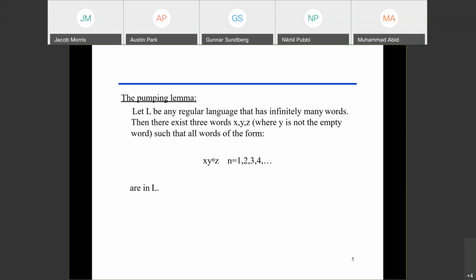Now I give you one scenario. Let's say we have a language which accepts lambda, and it starts with B, or it can start with A, and it always has an even number of A's to accept the language, and it can have any number of B's in between.